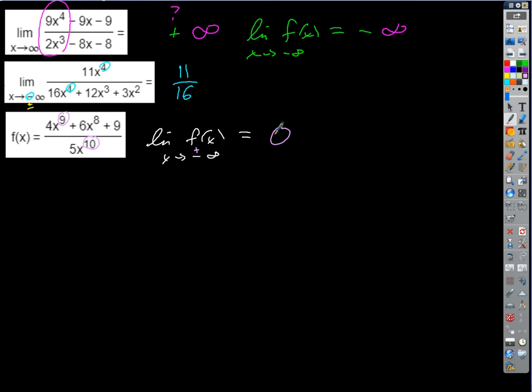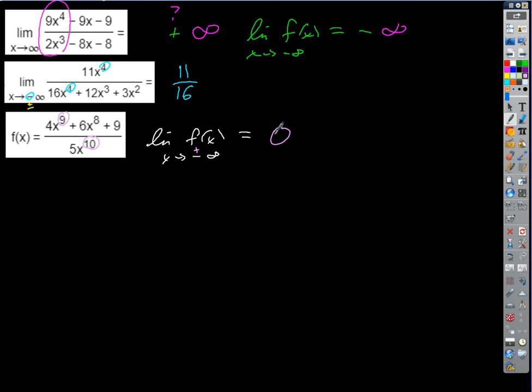Question? The slant is when the top is bigger. So on this one right here, we could calculate a slant asymptote. Now that would be kind of a dirty trick in a way, because that's kind of a tough polynomial to divide out, right? But if we divided that out, we would get a slant asymptote.